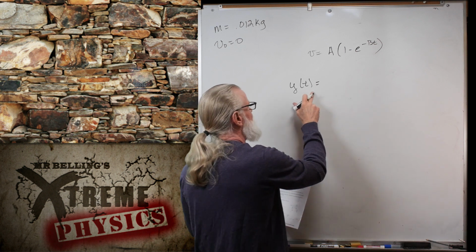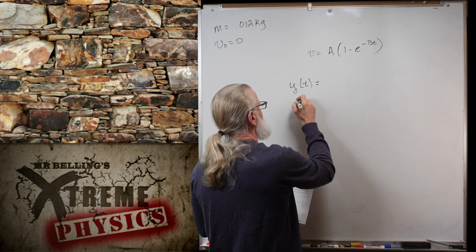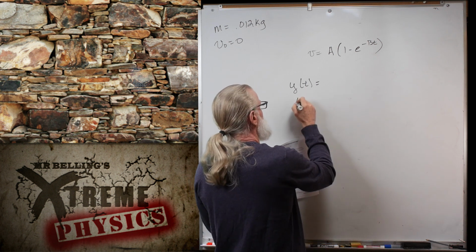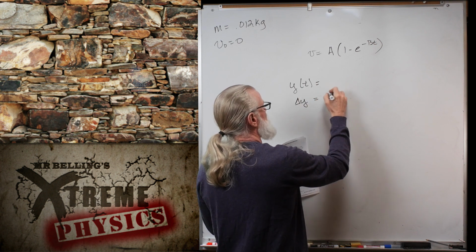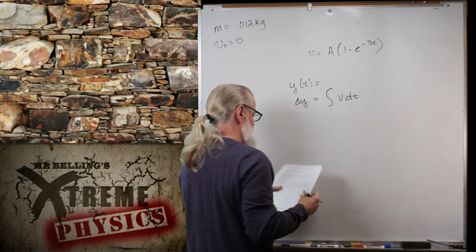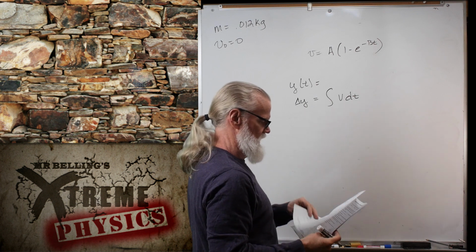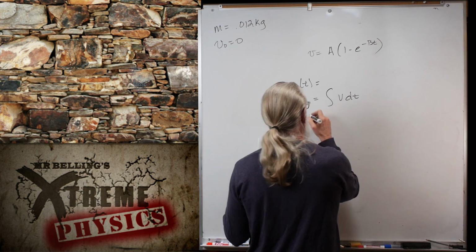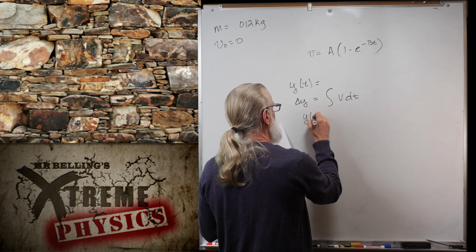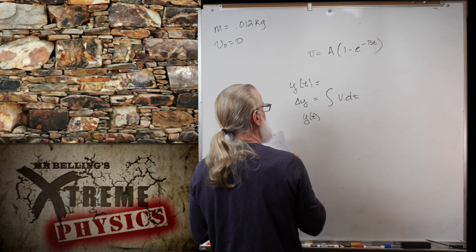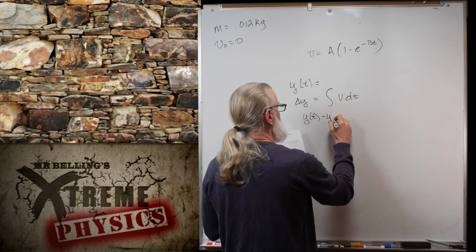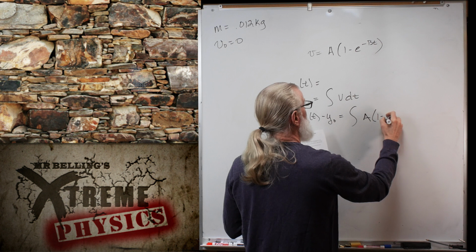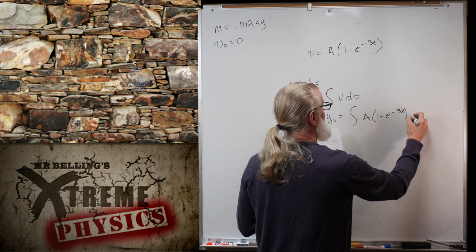All right. Well, we know that delta y, and I guess that's starting at position 0, so we know that delta y equals the integral of v dt. Right? So therefore y of t, because delta y is y of t minus y0, which is 0, equals the integral of A times (1 minus e to the minus bt) dt.